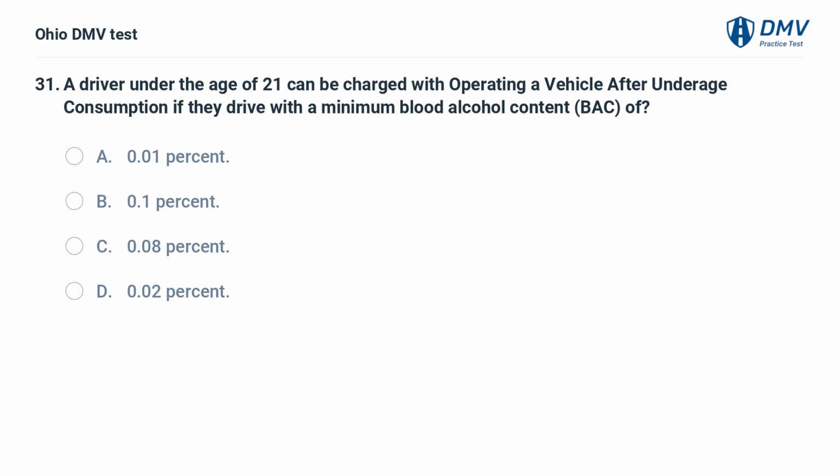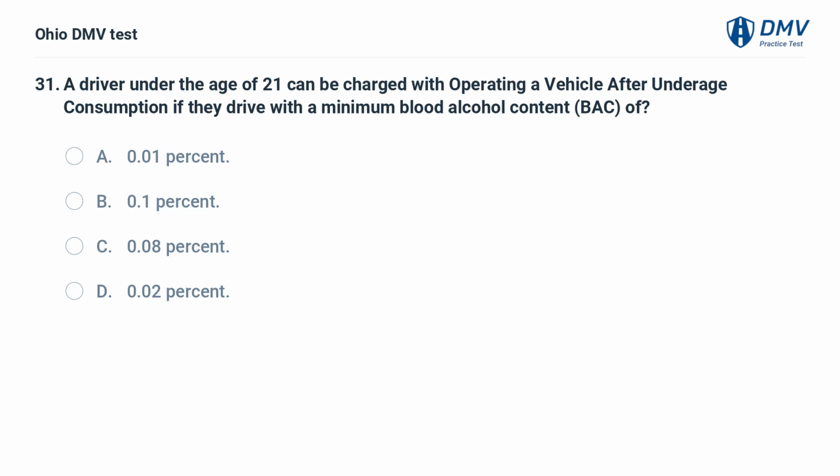A driver under the age of 21 can be charged with operating a vehicle after underage consumption if they drive with a minimum blood alcohol content (BAC) of A. 0.01%, B. 0.1%, C. 0.08%, D. 0.02%.